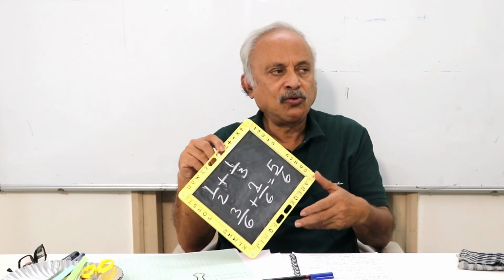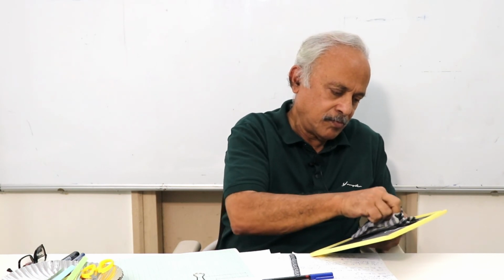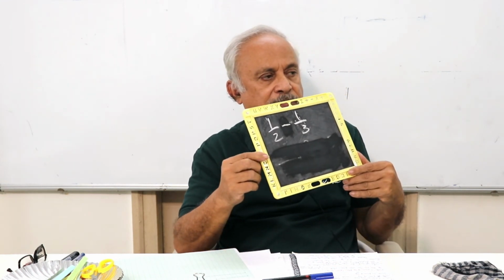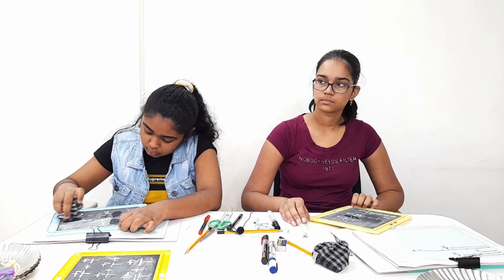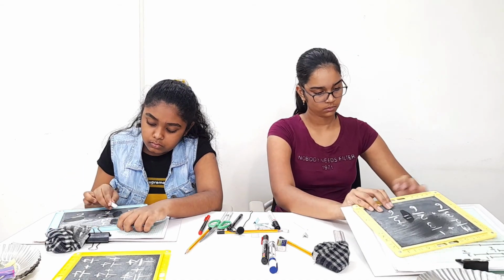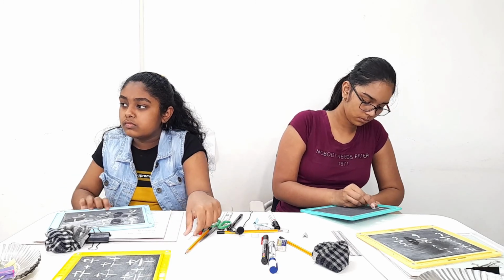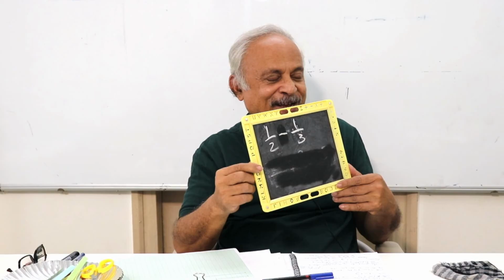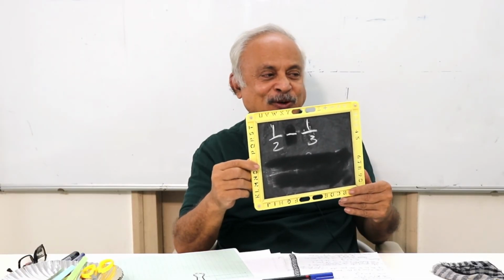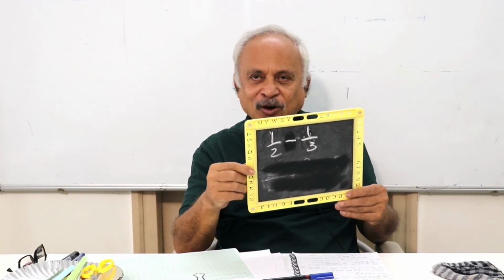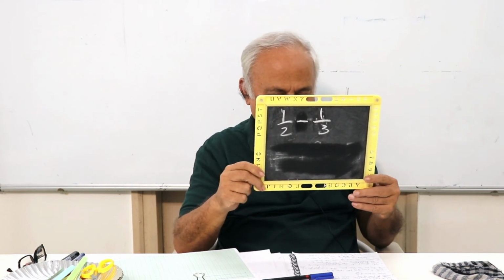So now, can you do this problem? Right? 3 cats minus 2 cats, which is 1 cat. So 3 by 6, show what you've done. 3 by 6 minus 2 by 6 is 1 by 6. All right. So now we know how to do subtraction. So one last problem.